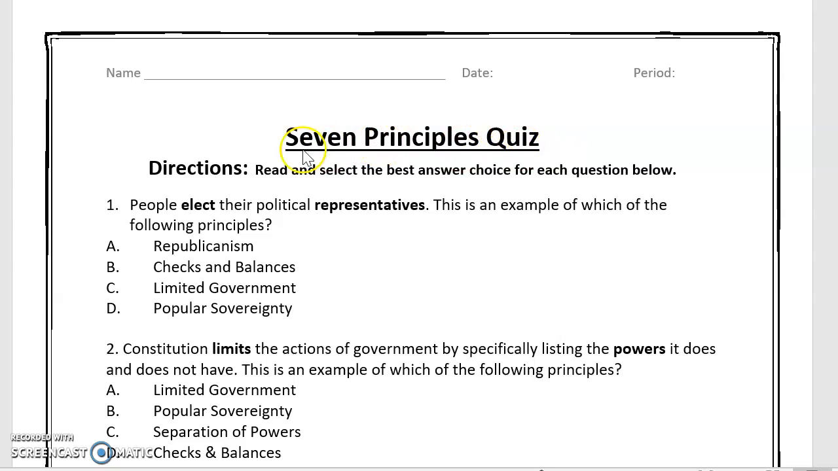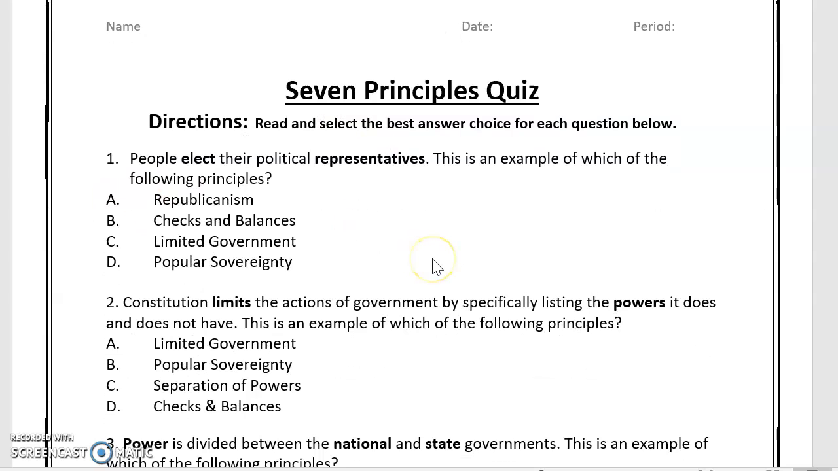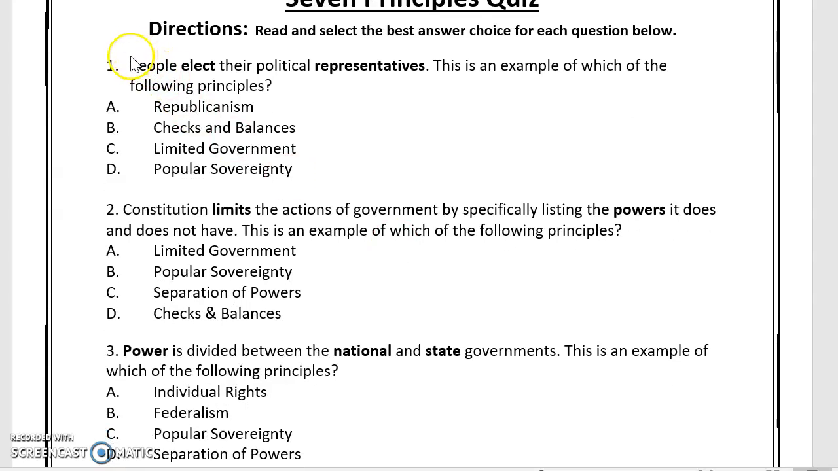Seven principles quiz. Number 1, people elect their political representatives. This is an example of which of the following principles? People elect representatives. A, republicanism. B, checks and balances. Not C. D, popular sovereignty.